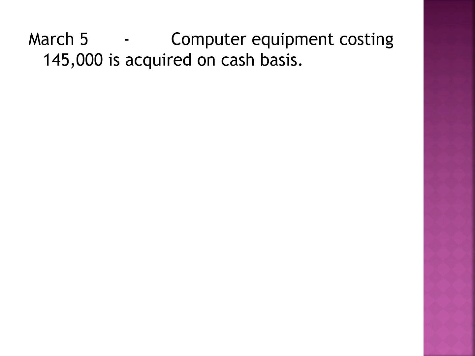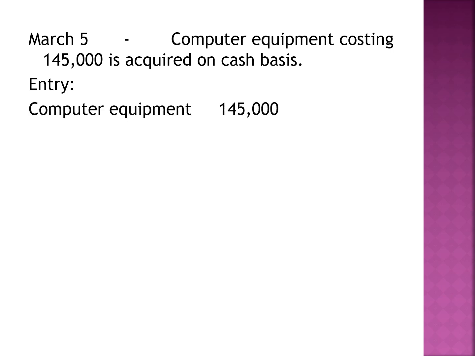March 5. Computer equipment costing 145,000 is acquired on a cash basis. So we are analyzing this transaction and we will prepare the entry. The equipment of the company increased. So we debit computer equipment 145,000 because the increased side of assets is debit side. And we will credit cash because the company's cash decreased. So credit cash 145,000. So this is pro forma journal entry.